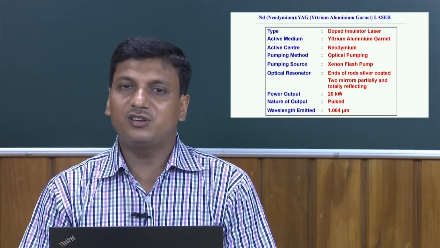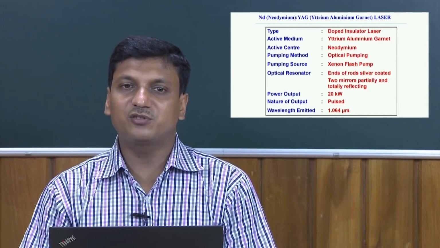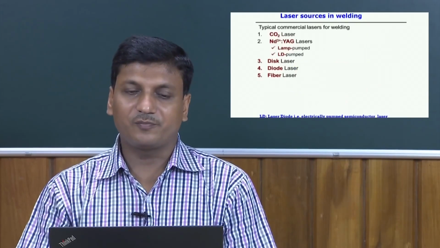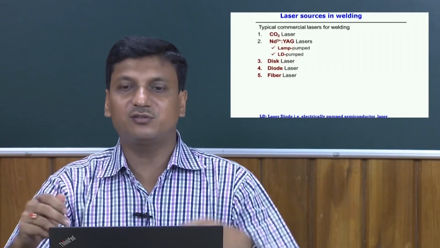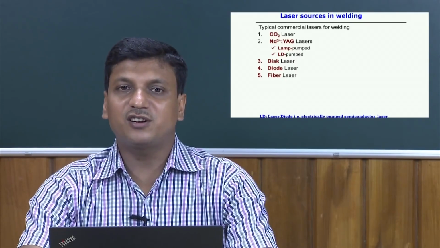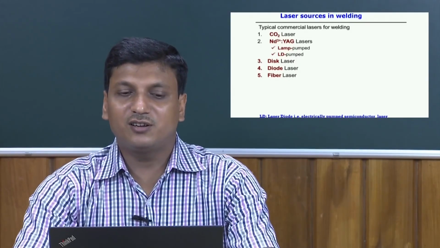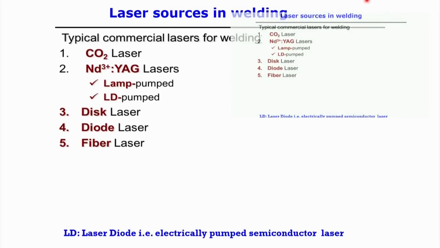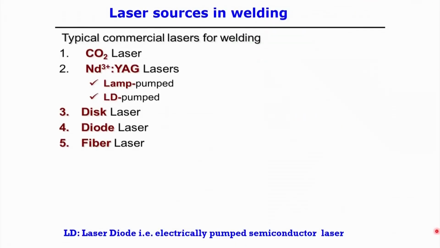This laser can be used for other manufacturing processes also. But if you see the laser sources in welding processes, another mostly used laser is the CO2 laser. Apart from that, most commercial lasers used for welding purposes we can categorize as follows. First one, the CO2 laser, then the Nd:YAG laser, but the Nd:YAG laser can be either lamp pumped or laser diode pumped.